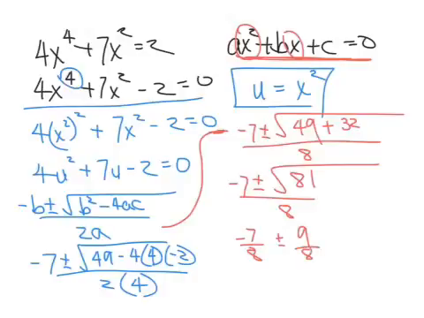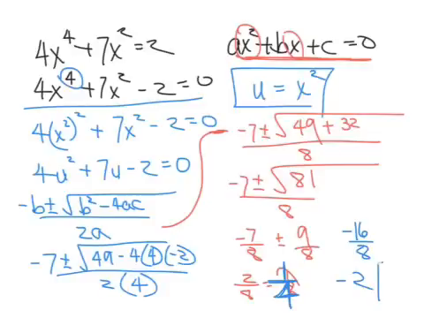And this is going to be negative 7 plus 9, which is going to be 2 over 8, which is 1/4. So one of my u values is 1/4. Negative 7 minus 9 is negative 16 over 8, which is negative 2. So u equals 1/4 and negative 2.